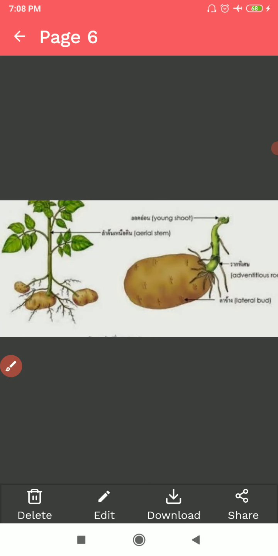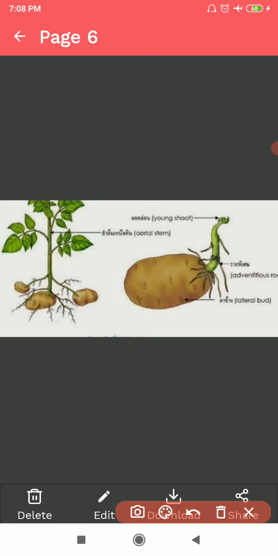Examples are potato, ginger, sugarcane, etc. So in these plants, in potatoes, ginger and sugarcane, actually what we eat is the stem part of the plant, the stem of the plant. Now we will learn about the leaf.